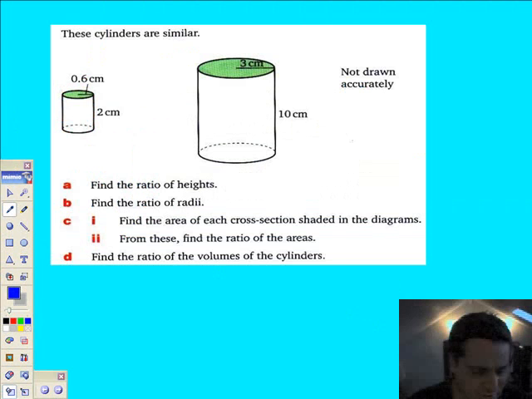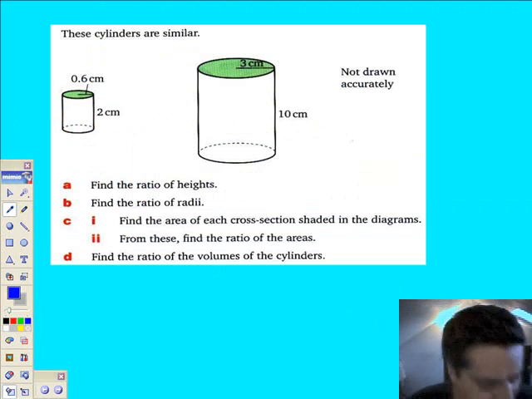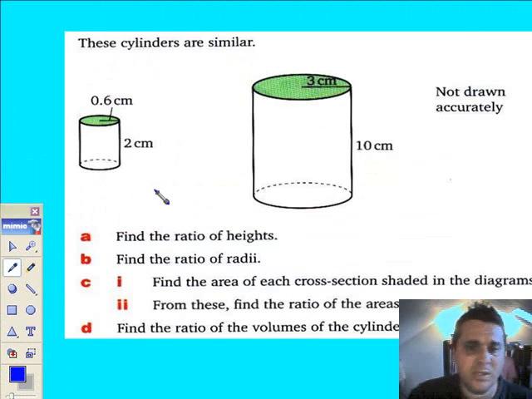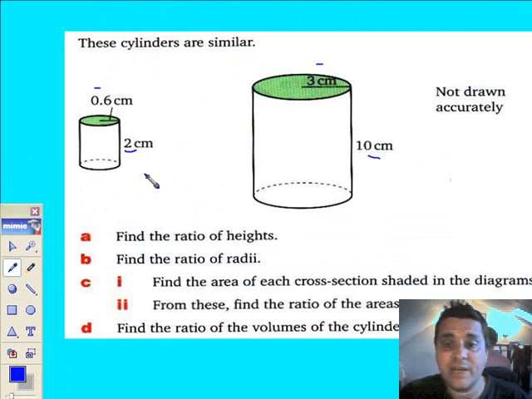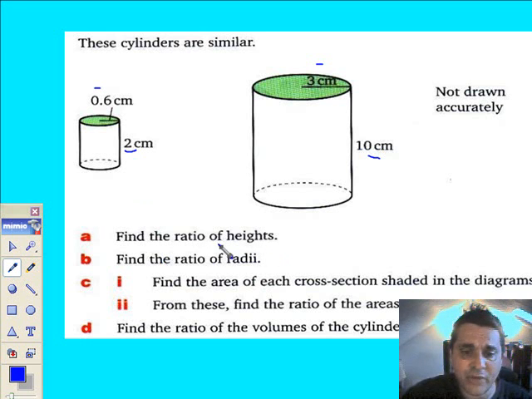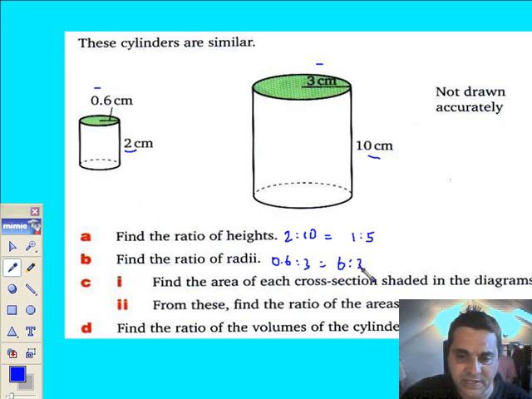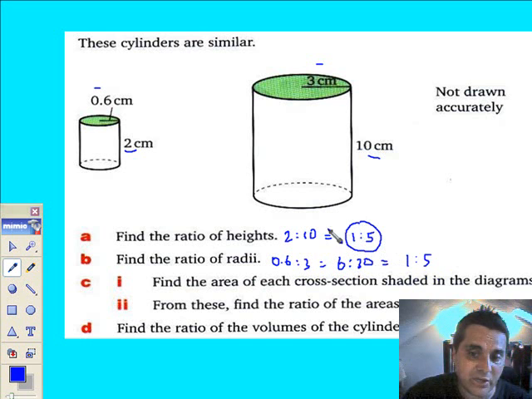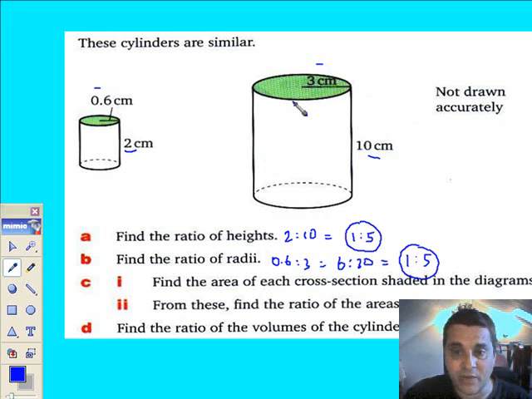And okay, question 4, page 205. It says these cylinders are similar. Essentially, it means that 2 relates to 10 in the same way as the 0.6 relates to the radius of 3 on the enlargement. So find the ratio of their heights. Well, I've got 2 to 10, otherwise known as 1 to 5 if we simplify. The ratio of the radii, well, that's 0.6 centimetres to 3 centimetres. Just multiply by 10. I go 6 to 30, and you can see that's clearly a ratio of 1 to 5. It makes sense because obviously the linear ratio in relation to the heights must match the linear ratio in relation to the radii.